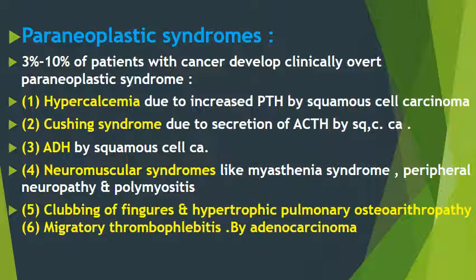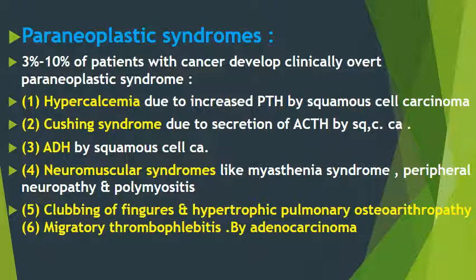But it is common in the paraneoplastic, is common in lung cancer? Yes. About 3% to 10% of patients with lung cancer develop clinically overt paraneoplastic syndrome. What are these syndromes? First, which is the most important, is hypercalcemia.